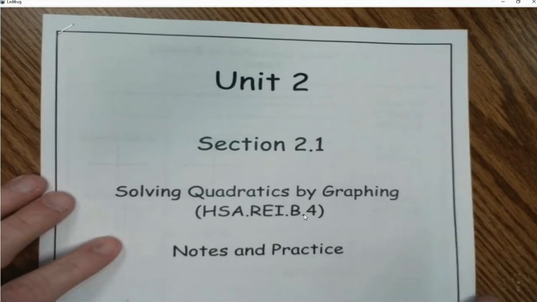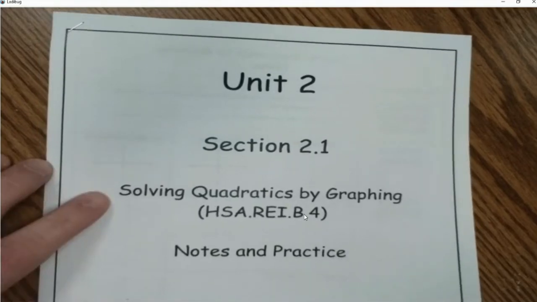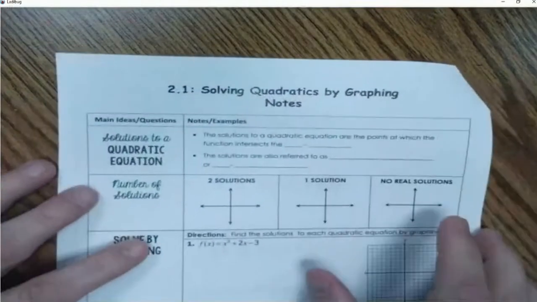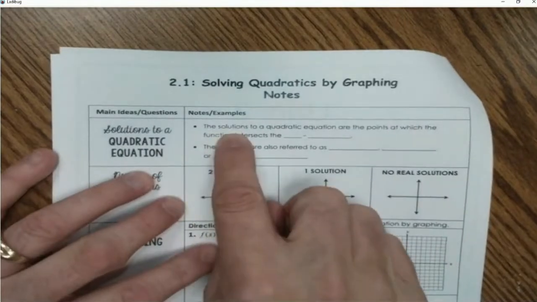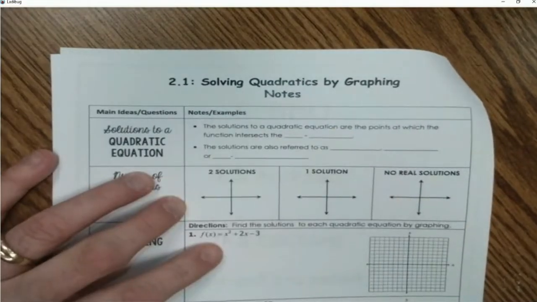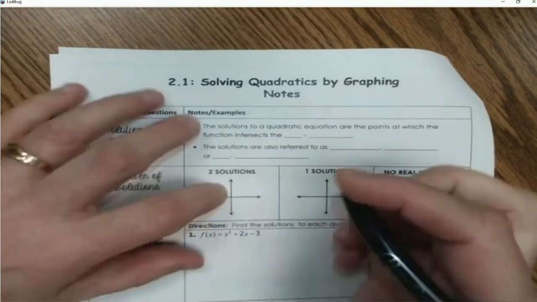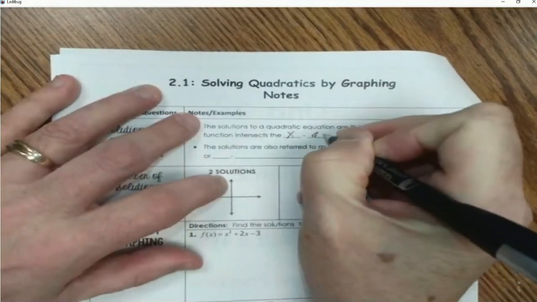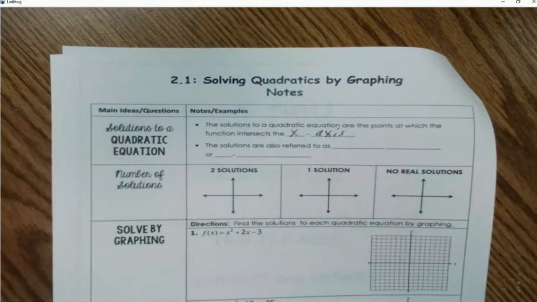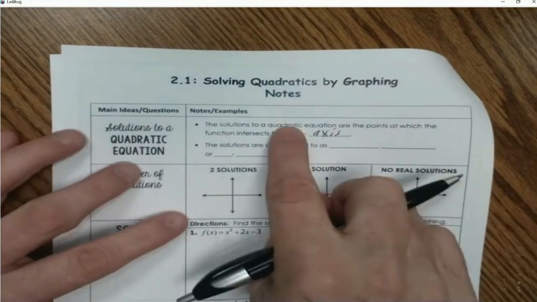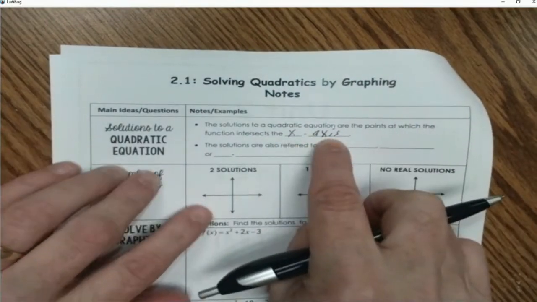Okay, let's see. Unit 2, solving quadratics by graphing. That's where we're starting. So here's what our notes have. The main ideas, the solutions to quadratic equations. The solutions to a quadratic equation are the points at which the function intersects the x-axis. So when we graph it, wherever the parabola crosses the x-axis, those points are the solutions.